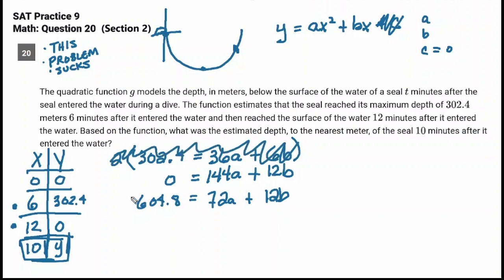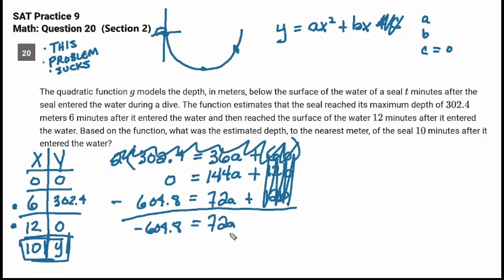That doesn't matter anymore, and I can subtract. So when I subtract, 0 minus 604.8 is negative 604.8, 144 minus 72 is 72a, and the 12b's go away. Anybody can do this, especially with a calculator. I'm going to do 604.8 divided by 72. Remember that I got a negative, and a is negative 8.4.